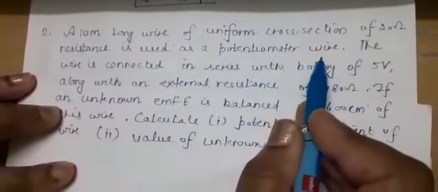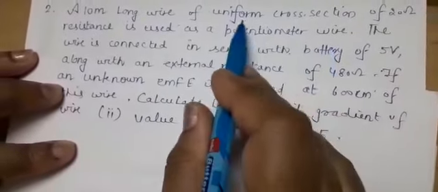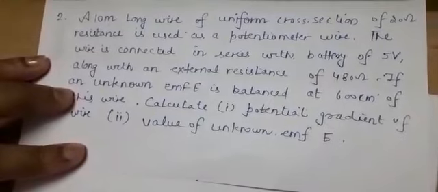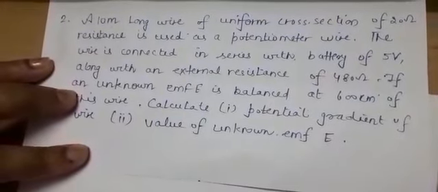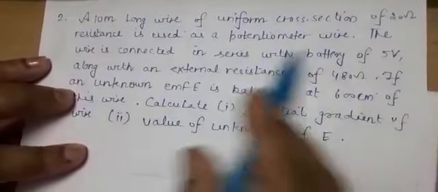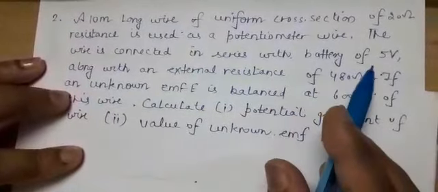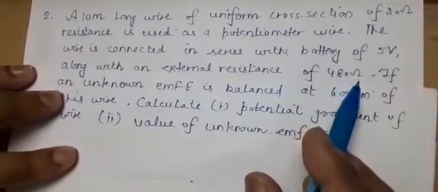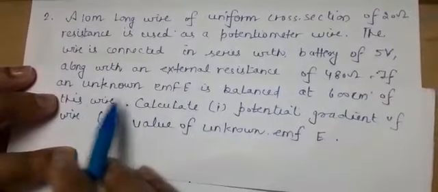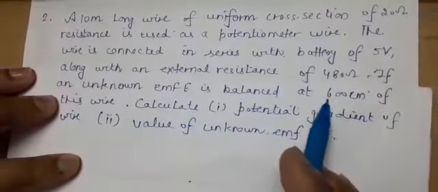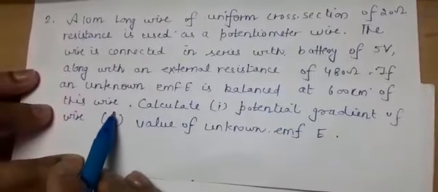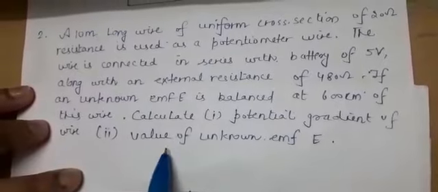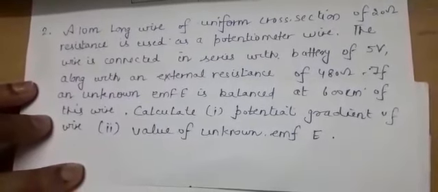See, within this first line we are given that the wire is of uniform area of cross section, the resistance of the wire is 20 ohm, and the total length of the wire is 10 meter. Now the wire is connected in series with a battery of 5 volt along with an external resistance of 480 ohm. If an unknown EMF E is balanced at 600 centimeter of this wire, calculate the potential gradient of the wire as well as the value of the unknown EMF.